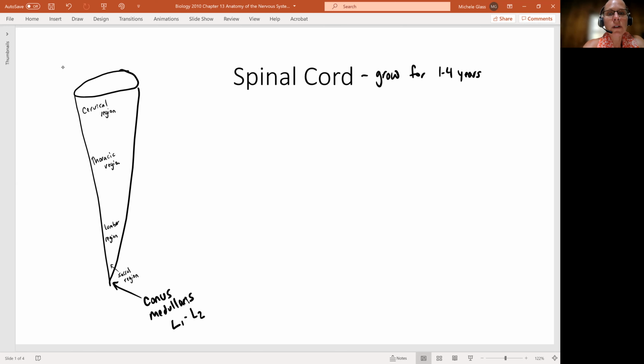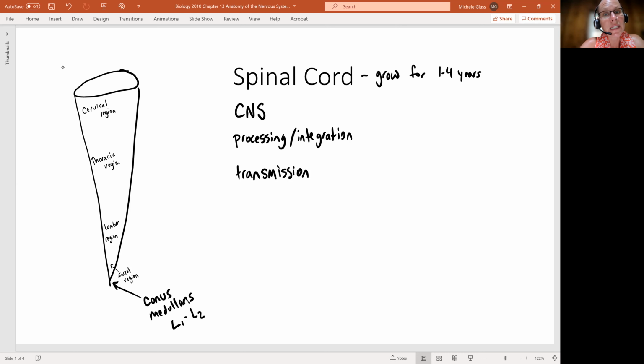The spinal cord is part of the central nervous system, as we've said, and so we will see both processing or integrating of information occurring here, and we also see a lot of transmission. So the spinal cord has this important role of connecting the body to the brain and the brain out to the body. Of course, extending off of the spinal cord, we get our spinal nerves. So we're going to be picking that up in a later conversation.